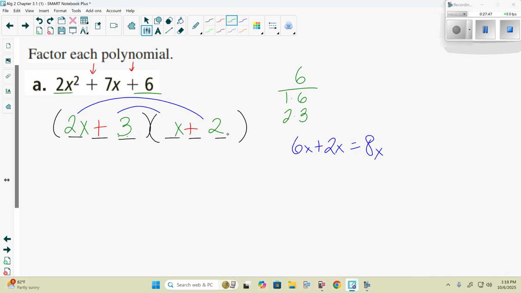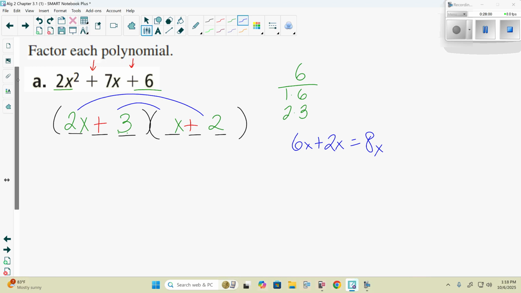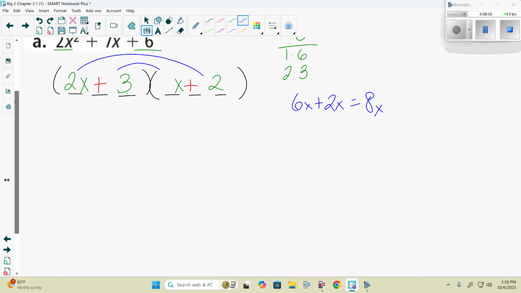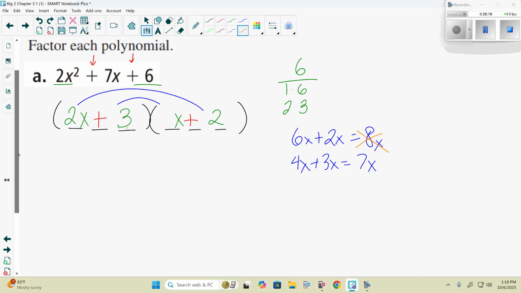So there's 4 possible arrangements, especially with the 1 and 6, 2 and 3. We took 2 of those out. That's 2 less that I have to check. It makes this nicer. Now, before we go to 1 and 6, let's switch to 2 and 3. 2x times 2 is 4x. 3 times x is plus 3x. 4x plus 3x is 7x. Is that the middle term we wanted?